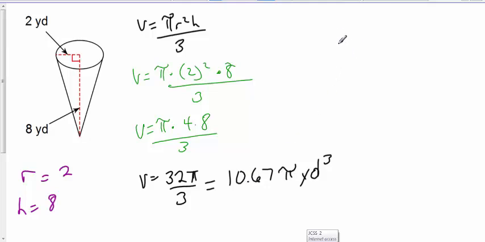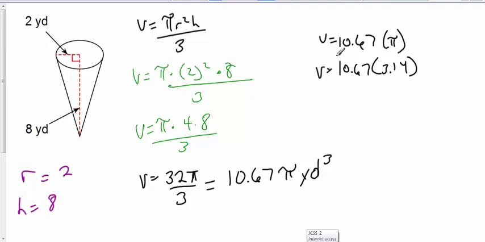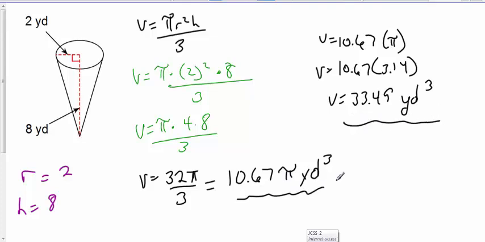Okay? So we can take 10.67 pi, and we can go 10.67 times 3.14, and that's going to give me a volume of 33.49 cubic yards. So both answers are needed in order to represent your solution.